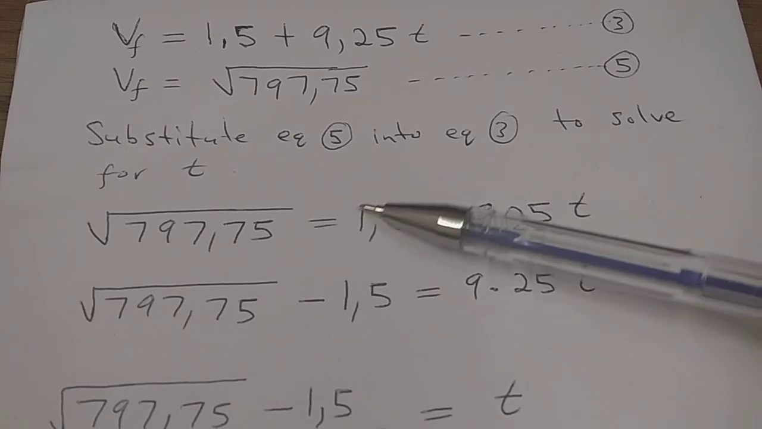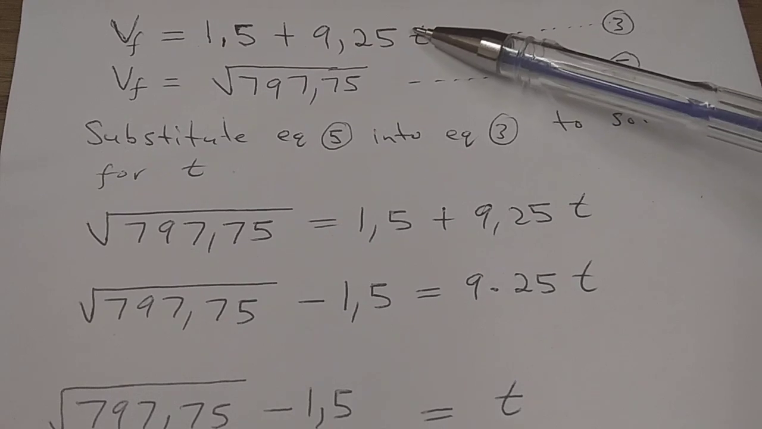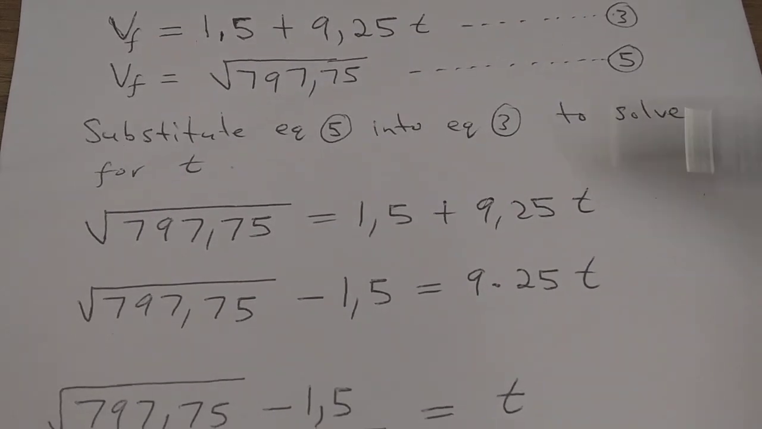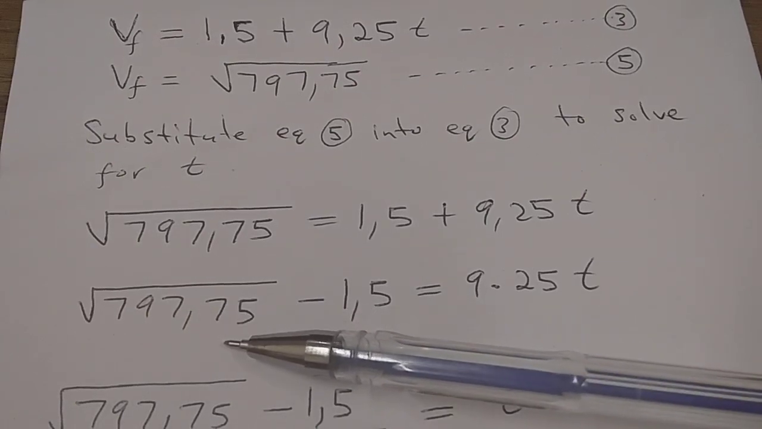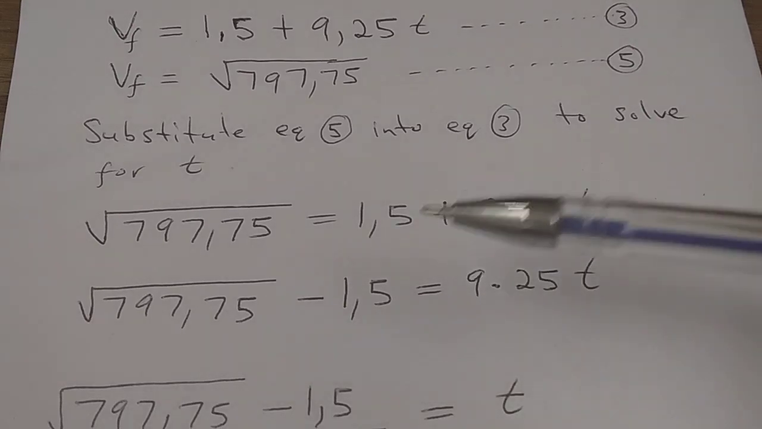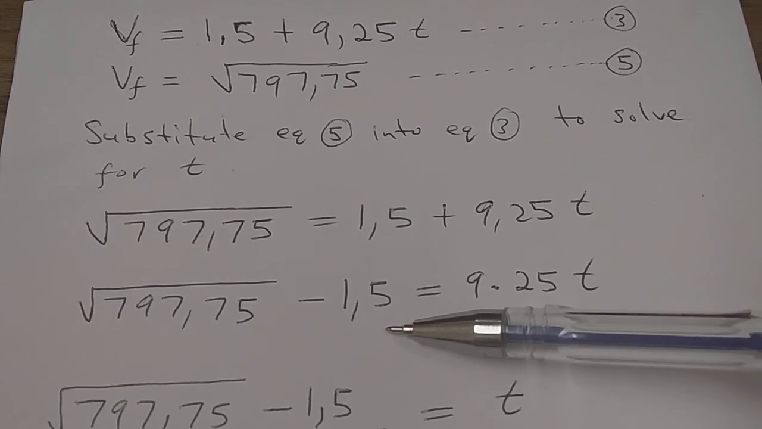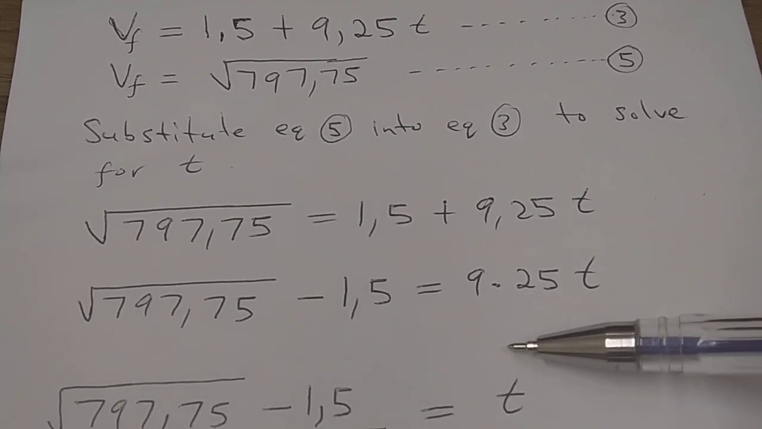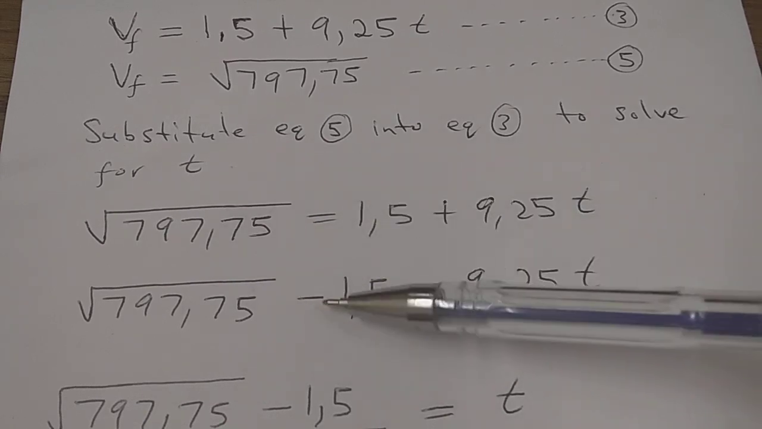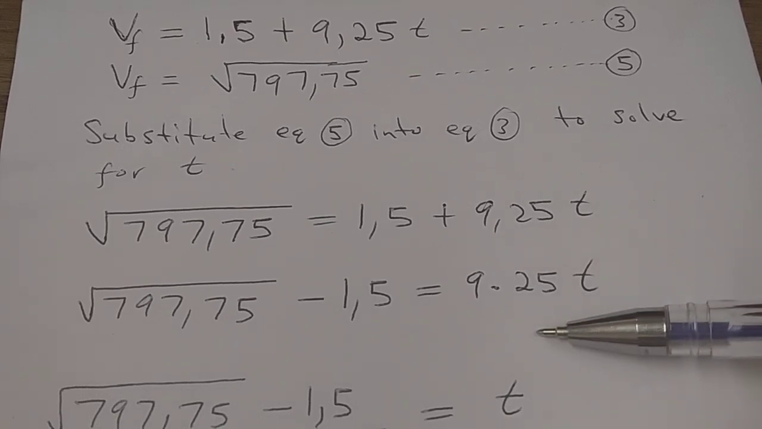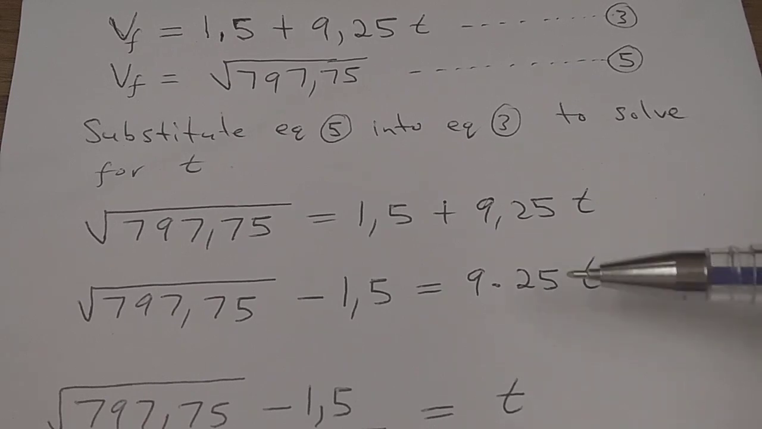Then what do we get? Where there's Vf, you put the square root of 797.75, equals 1.5 plus 9.25t. You push 1.5 to the left hand side since you want to group the like terms together, numbers and variables on their own. So negative 1.5 on the left hand side, it becomes negative. Then on the right hand side, we still have 9.25t. What do we do next?